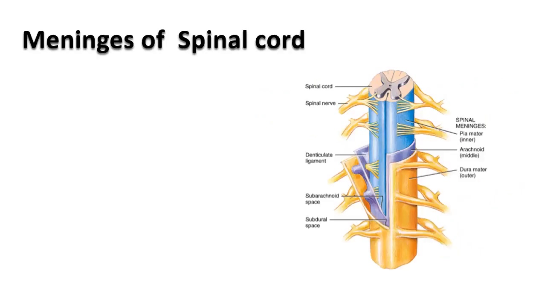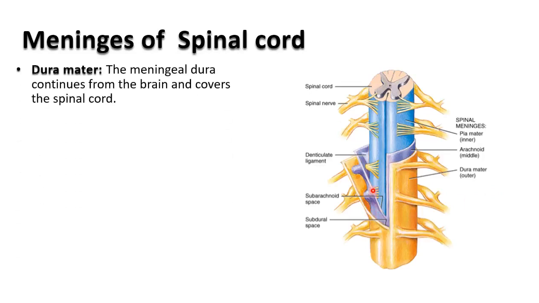Now we have finished the external features of the spinal cord. Now we are moving on to the meninges of the spinal cord. As with the brain, the spinal cord is also covered by three meninges, three layers of coverings. They are the outer tough dura mater, then the middle arachnoid mater, and then the deep pia mater.